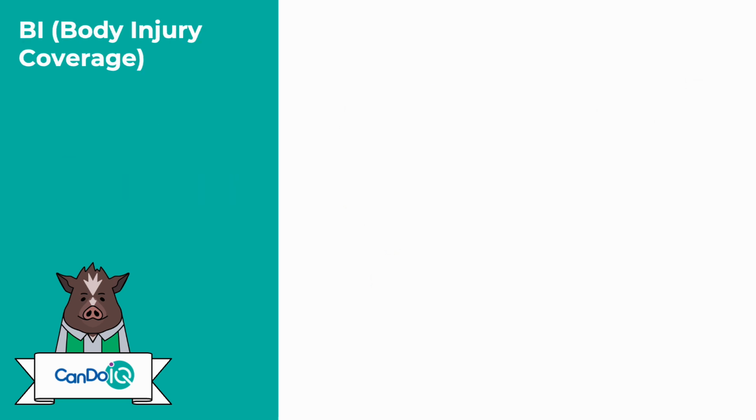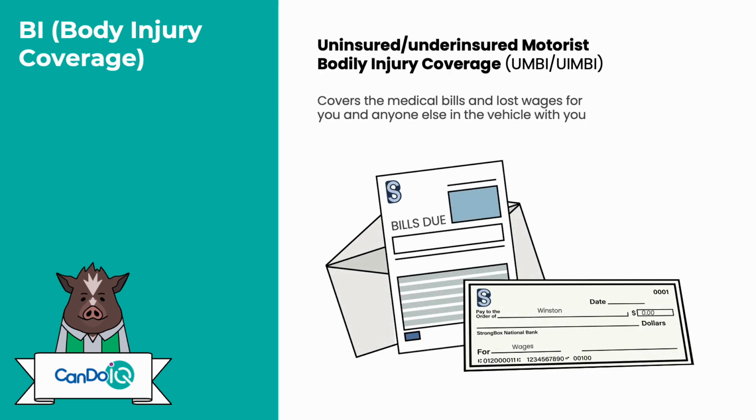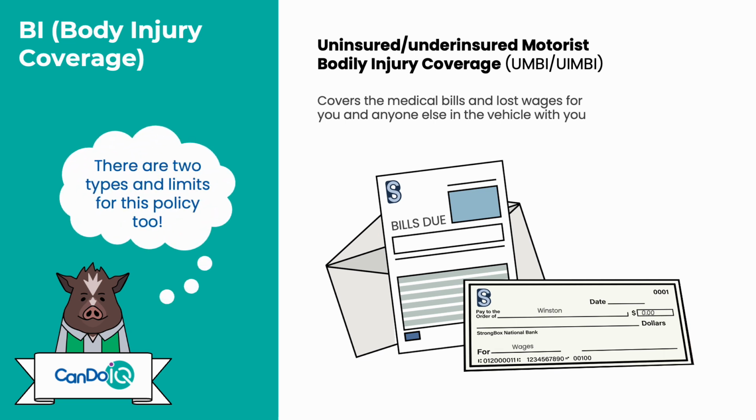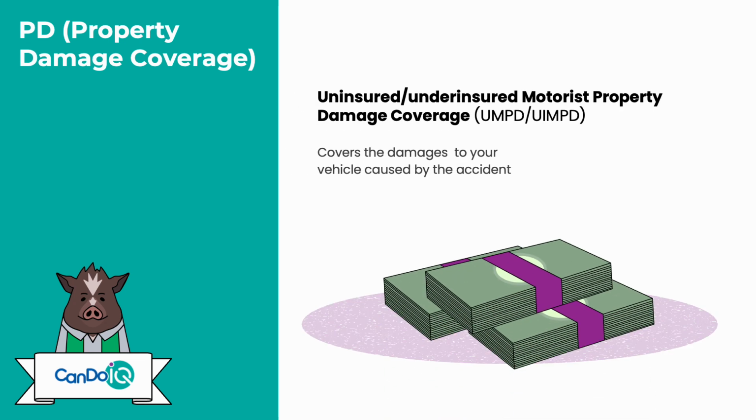Like liability insurance policies, uninsured and underinsured motorist coverage is split between bodily injury and property damage with limits for each. Uninsured and underinsured motorist bodily injury coverage covers the medical bills and lost wages for you and anyone else in the vehicle with you. Uninsured or underinsured motorist property damage coverage covers the damages to your vehicle caused by the accident. The limits for each type of coverage are displayed in the same way that it is for liability insurance.